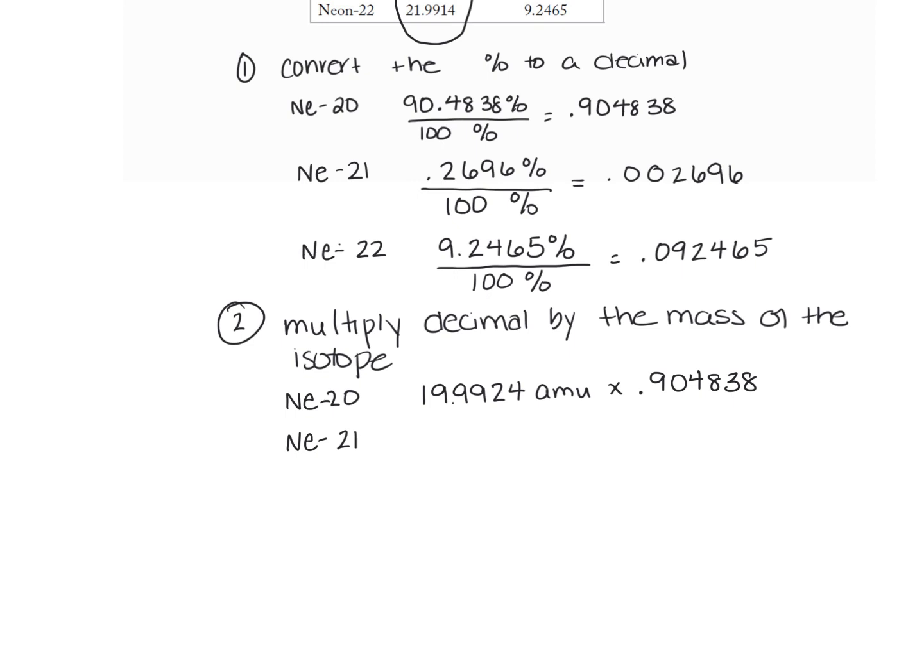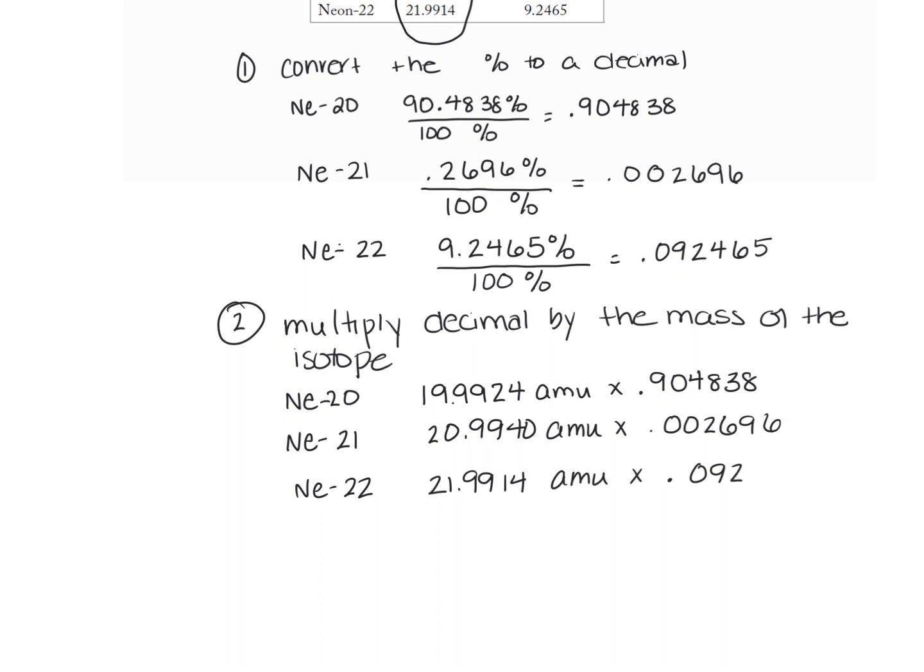Then we are going to do neon 21, which is 20.9940 AMU times 0.002696. And then we're going to do neon 22, which is 21.9914 AMU times 0.092465. Now I want you to know, I go ahead and write everything down in this problem because then I just have to pick up my calculator one time.